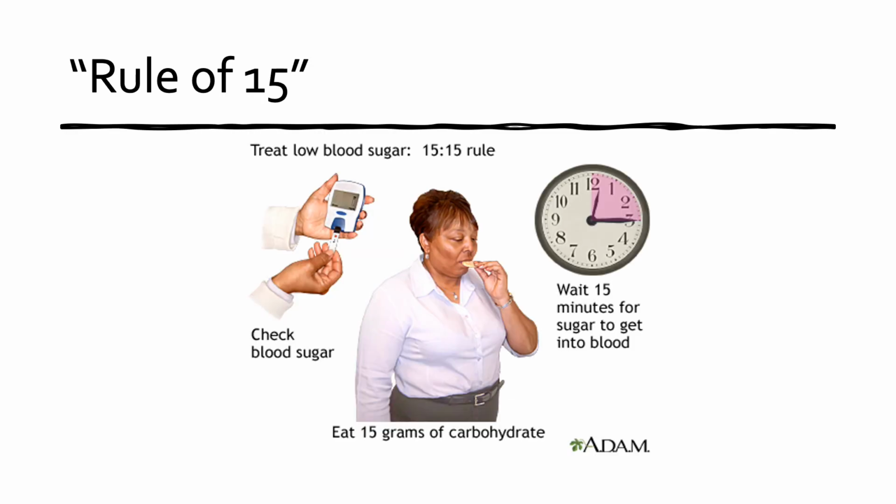A little bit about the rule of 15. If your blood sugar is low, and this is particularly important for diabetics, both type 1 diabetics on insulin and type 2 diabetics. If blood sugar is low, so less than 70, you're going to eat 15 grams of carbohydrate, and then you're going to wait 15 minutes.